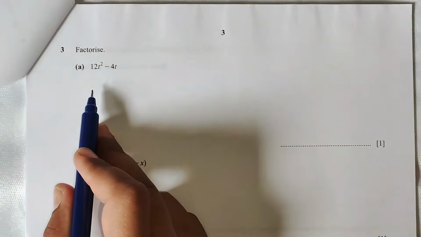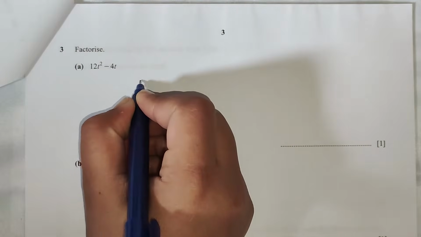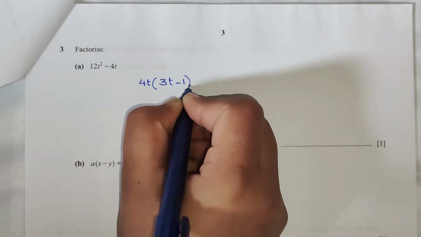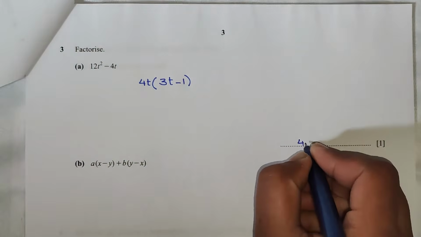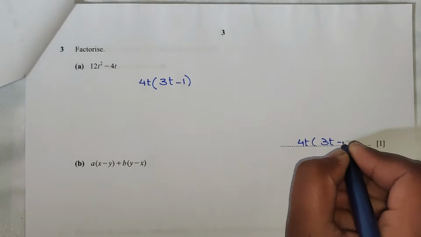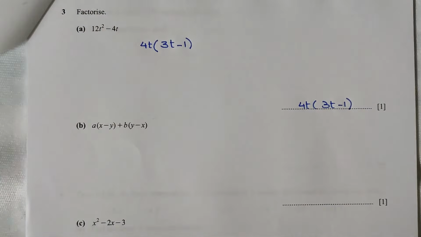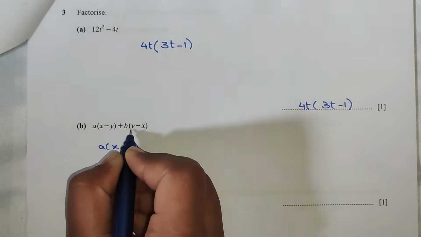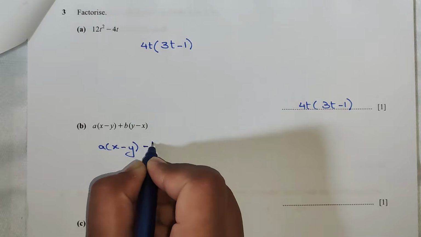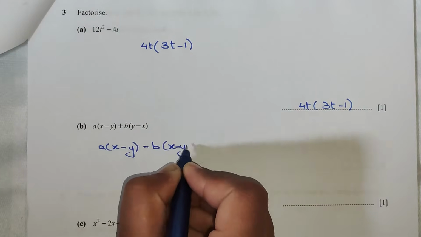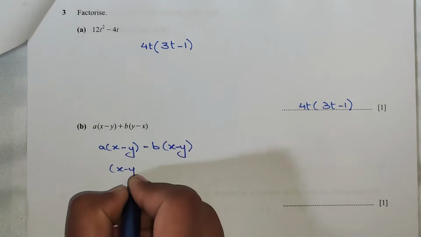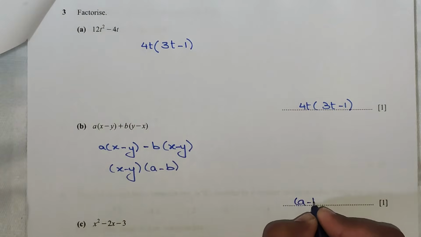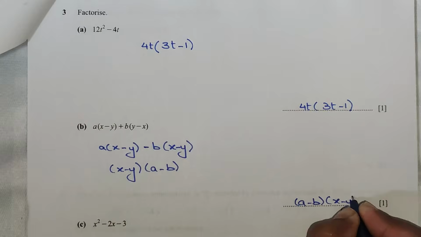Number 3, factorize. In A part, let me take 4t common. 4 times 3 is 12 and t, and minus 1. So this is the factored form: 4t into 3t minus 1. Now for the B part, we have a and x minus y. Let me make x minus y by taking negative b common and x minus y. So the two factors are x minus y and a minus b. So the answer is a minus b into x minus y.